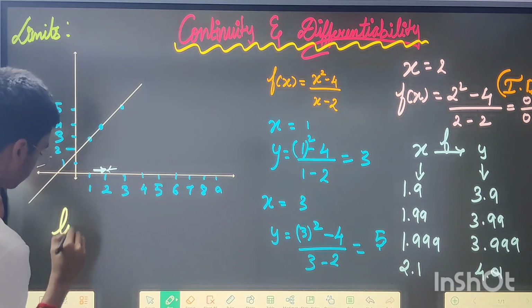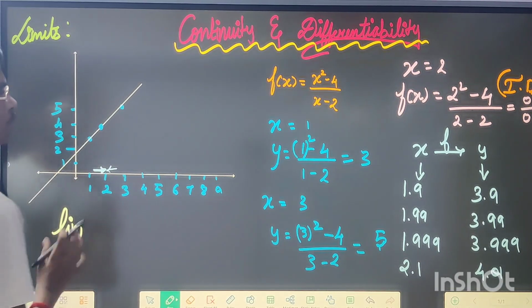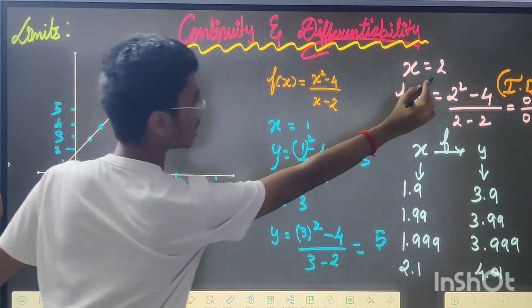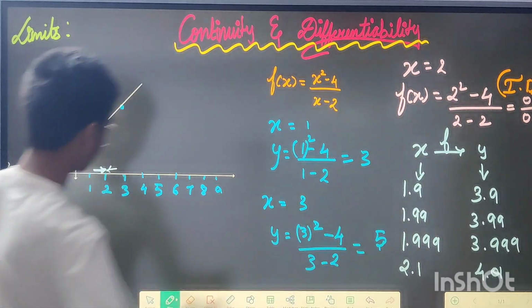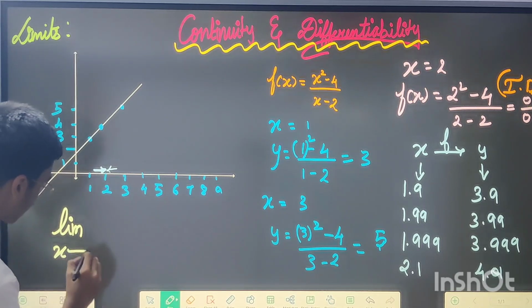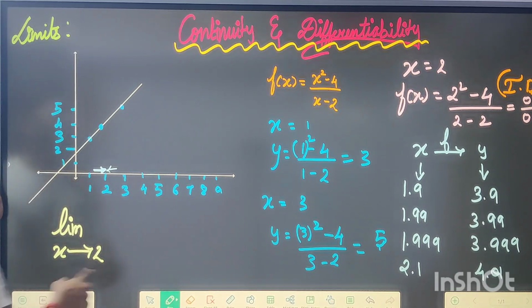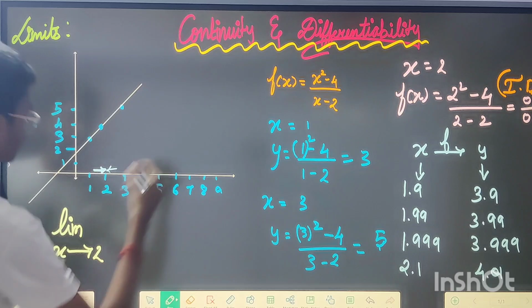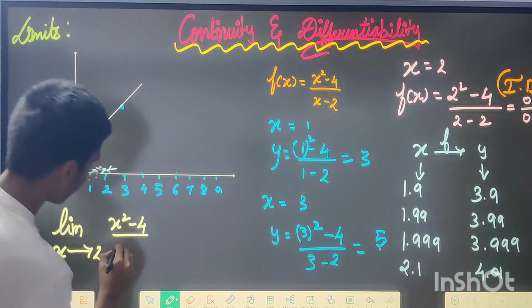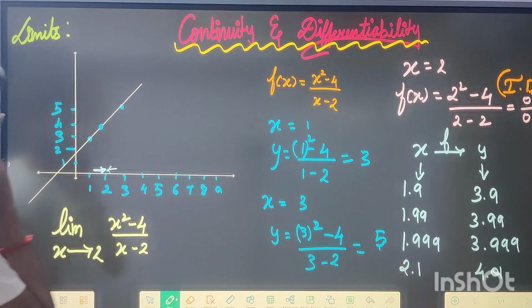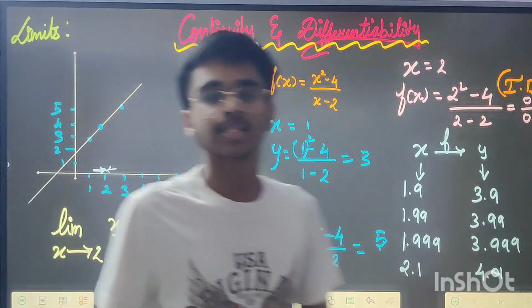Okay, so limit. Here, how will you express it? Since all the values on the x-axis are approaching 2, you have to write that the x values are approaching 2, and then you have to write the function, which is x squared minus 4, the whole divided by x minus 2. Like this you can represent it.